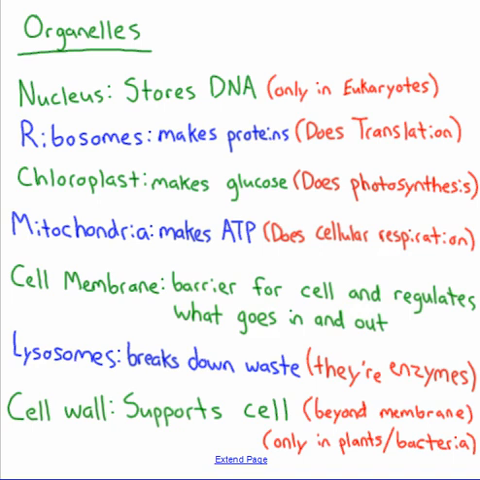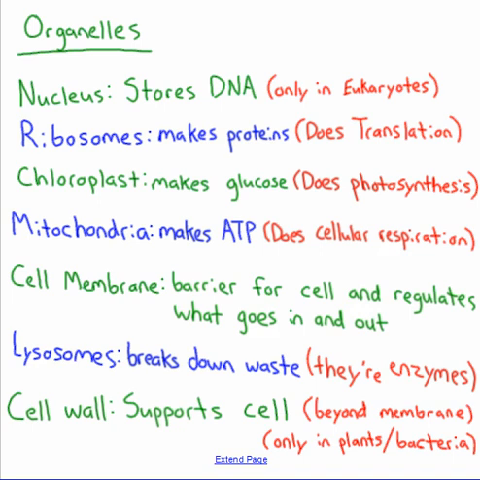Chloroplasts and mitochondria, you're going to see that in the next video, Unit 4 review, energy flow, but these organelles are responsible for energy conversion. So the chloroplast does photosynthesis. It takes sunlight energy and it makes glucose. Glucose is stored food energy.